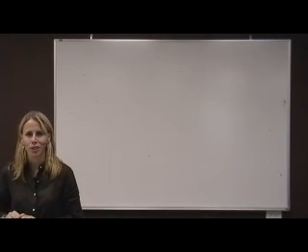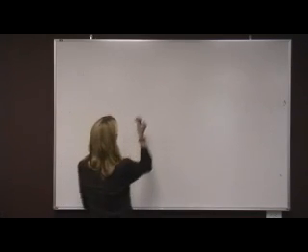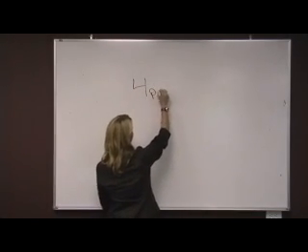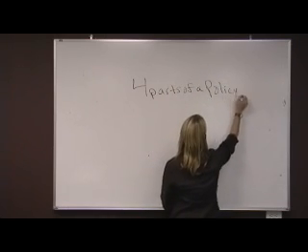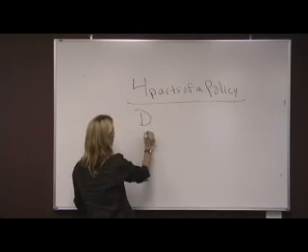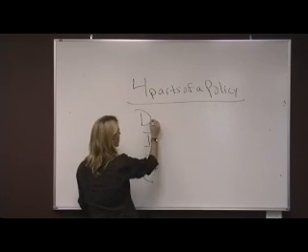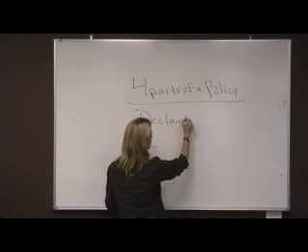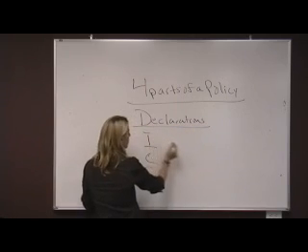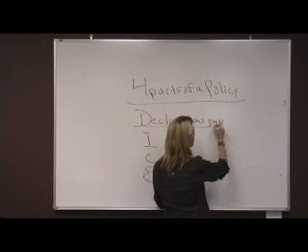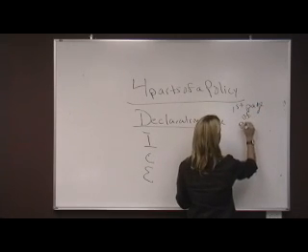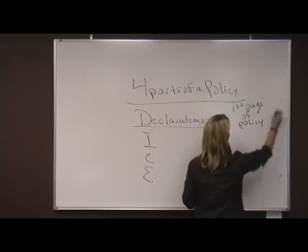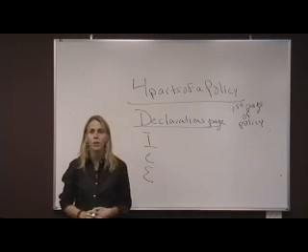Continuing on with our definitions, we begin with an acronym that will help us remember the 4 parts of a policy. The acronym is DICE. D stands for declarations. The declarations page is the first page of the policy.